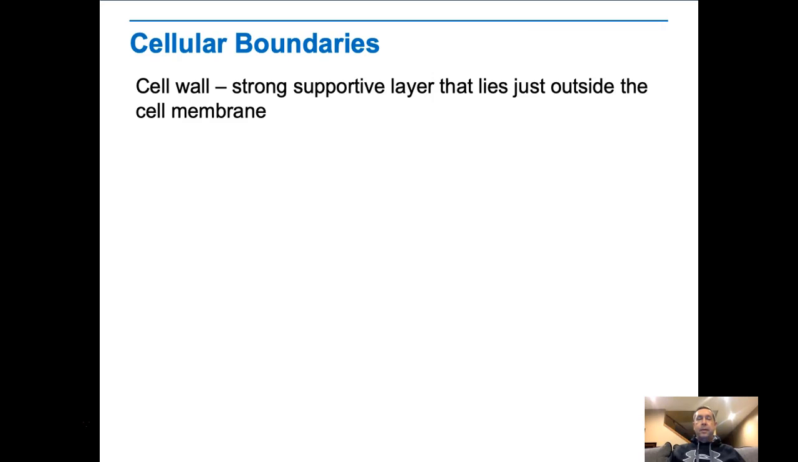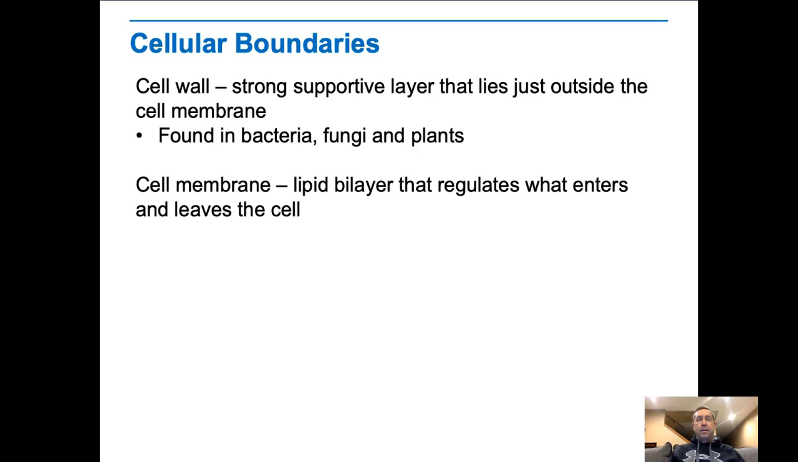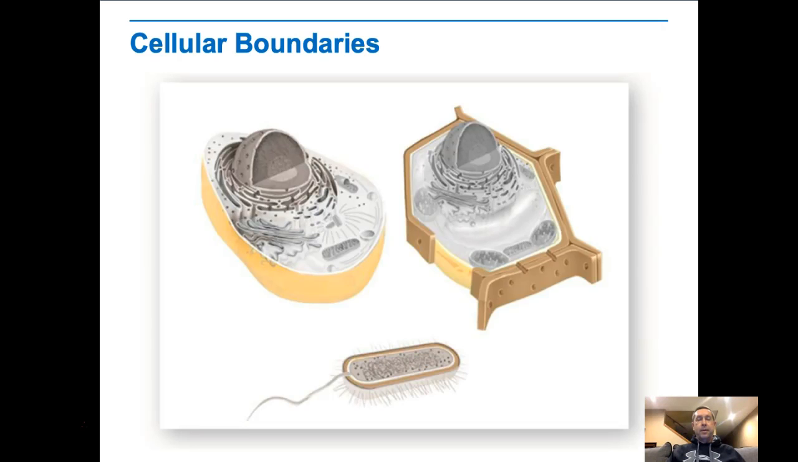Some cells have a cell wall, a strong supportive layer that lies just outside the cell membrane. Bacteria, fungi, and plants have cell walls. Everything else has a cell membrane but no cell wall. The cell membrane regulates what gets into and out of the cell by being selectively permeable. Some things can go through it, some things cannot. Like I said, all cells have a cell membrane. Here you can see the cell membrane and the cell wall of the bacteria cell at the bottom and the plant cell on the right.